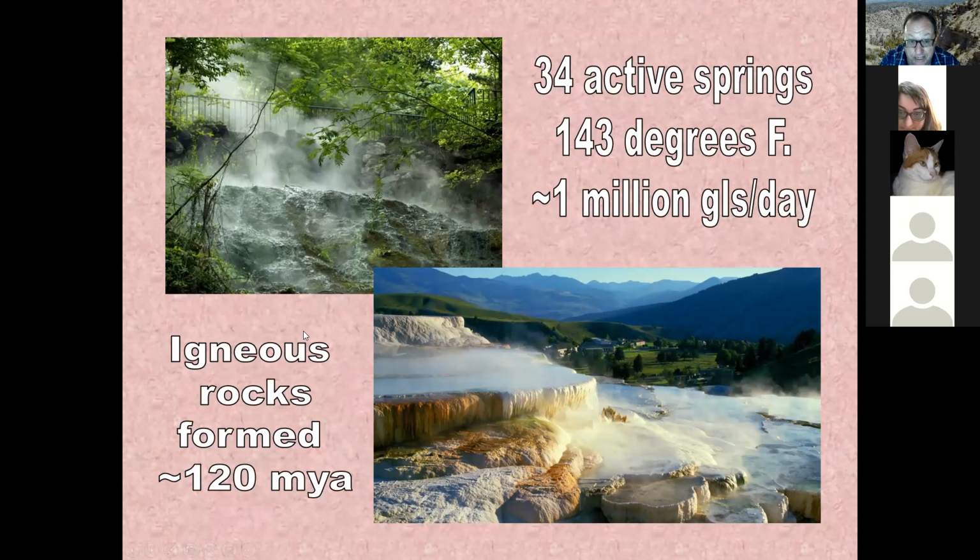There are some igneous rocks that were formed 120 million years ago. This is actually the springs with the mineralization forming out of the groundwater. But about 1 million gallons of water a day come out of these hot springs.